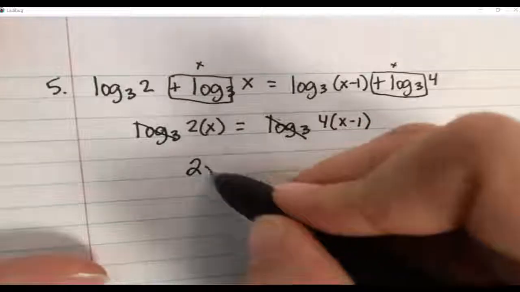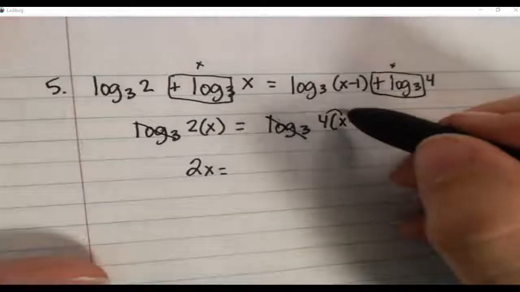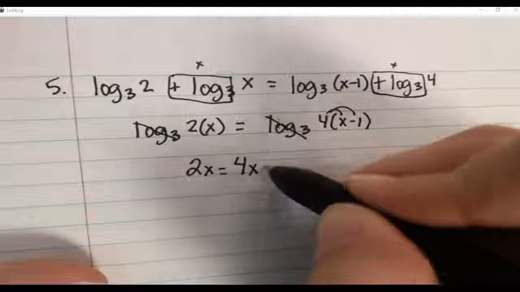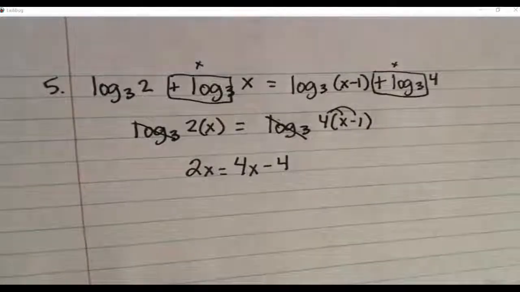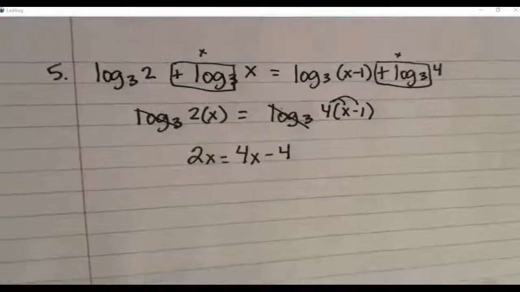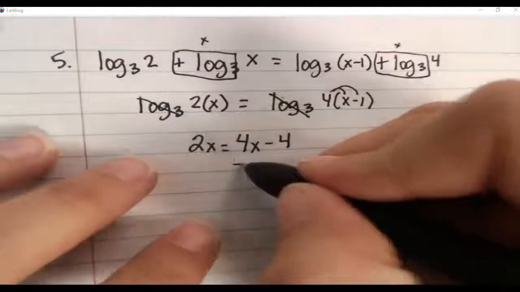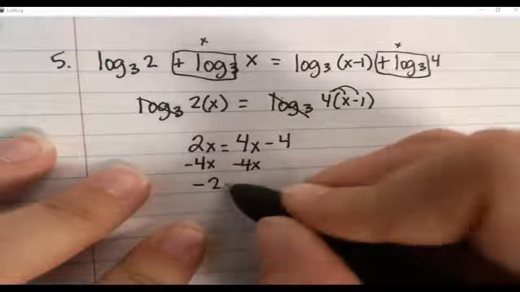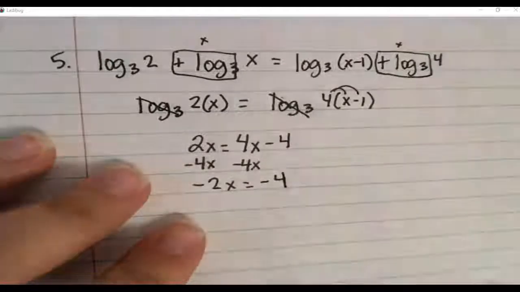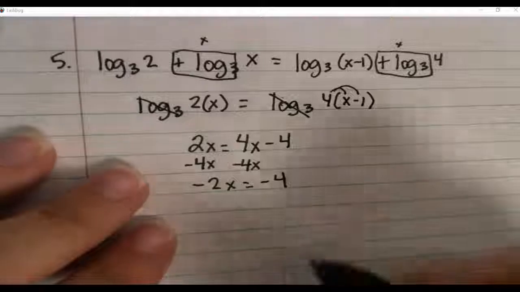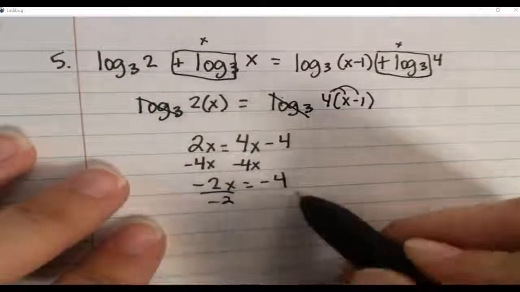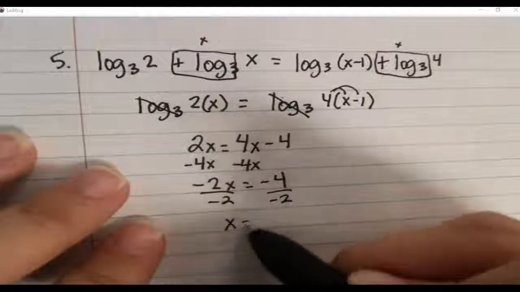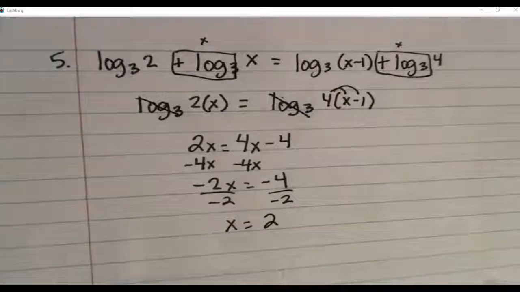So then we have 2x equals, distribute that 4, so 4x minus 4. And then how do I solve? Good. Subtract the 4x. So negative 2x equals negative 4. And then what? Good. Divide by negative 2. So x equals 2.